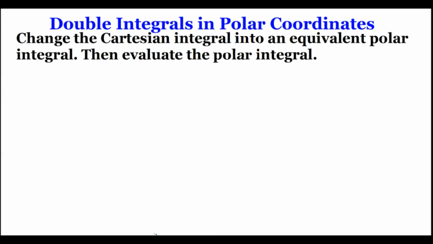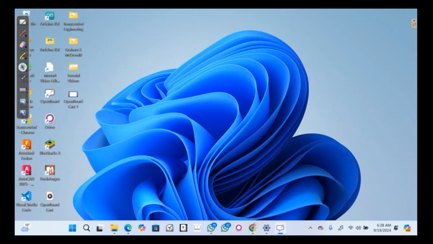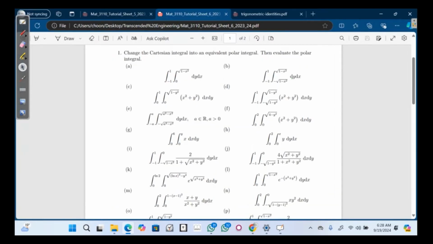So we're going to continue looking at double integrals, and what we focus on in this tutorial is double integrals in polar coordinates. Okay, so sometimes you are required to change a double integral from Cartesian to polar for you to be able to continue with the evaluation. Among the examples that we are going to look at, these are among the examples right here. So they are pretty interesting questions.